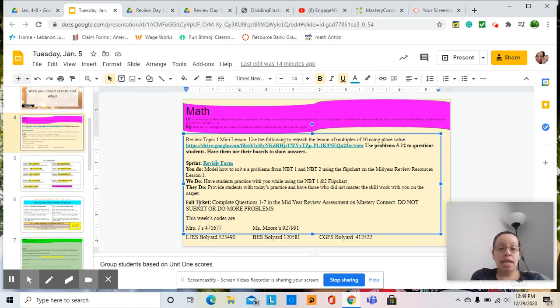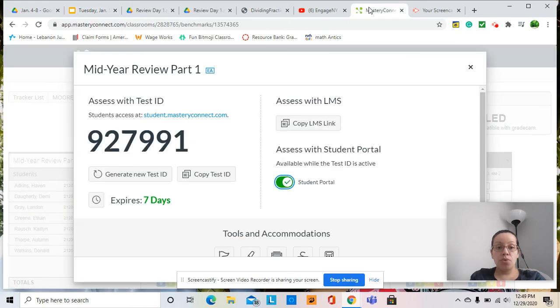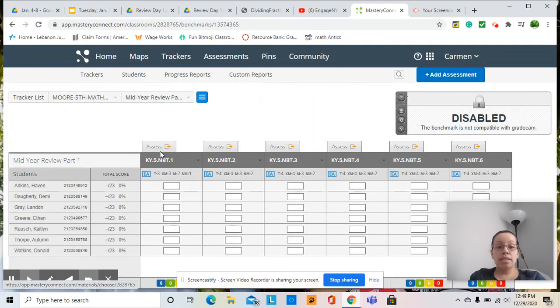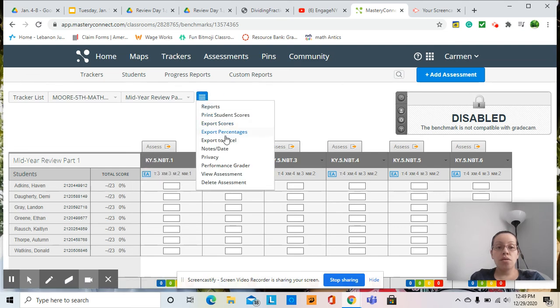So you'll do your exit ticket by going into Mastery Connect. So you go to student.masteryconnect.com and you will enter the code for your actual teacher and your school. Once you enter it, you will be directed to Mastery Connect. Notice that in the exit ticket instructions, it says only 1 through 7. Okay, so you won't do more than 1 through 7. You will only go to the test and you'll go to the test.